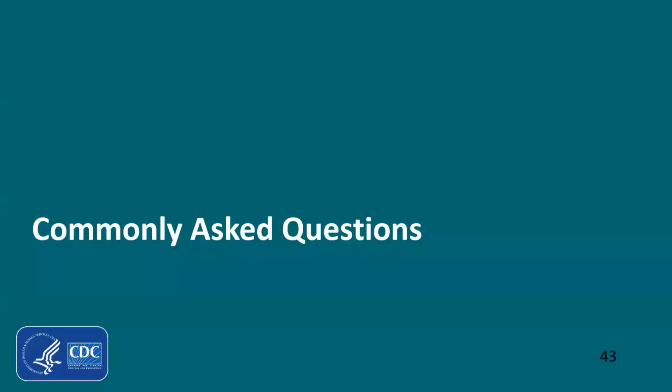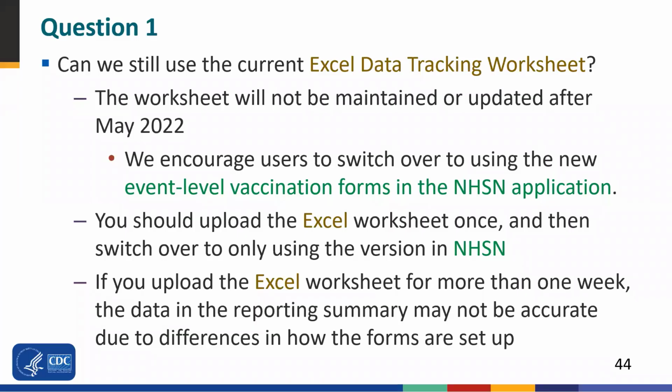We will now go over some commonly asked questions. Can we still use the current Excel data tracking worksheet? You can still use this for now, but it will not be maintained after May 2022. We encourage users to switch over to using the new optional event-level vaccination forms in the NHSN application.